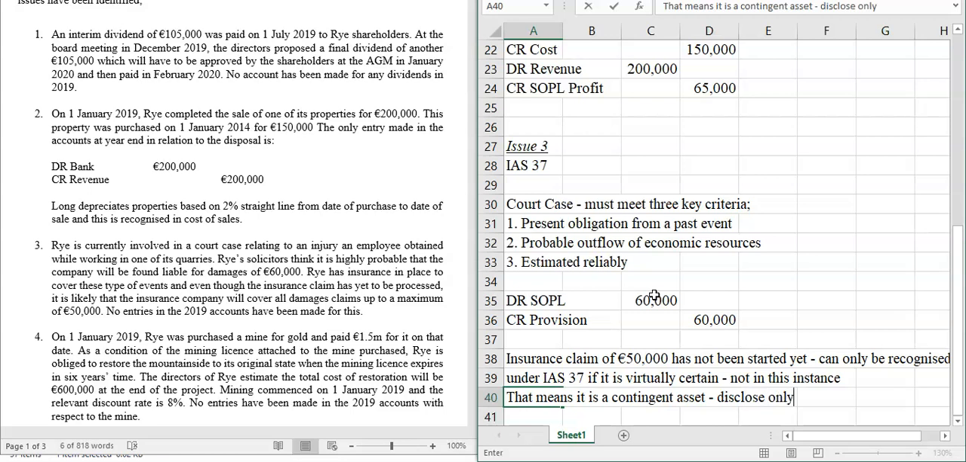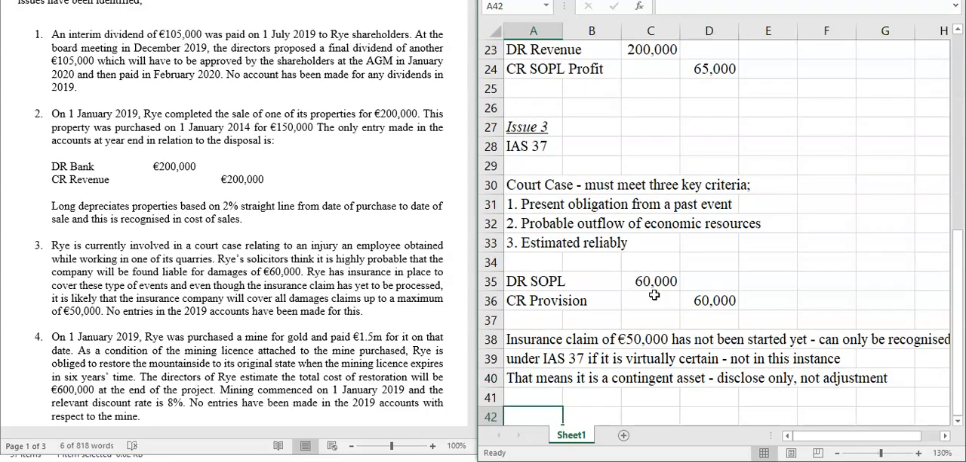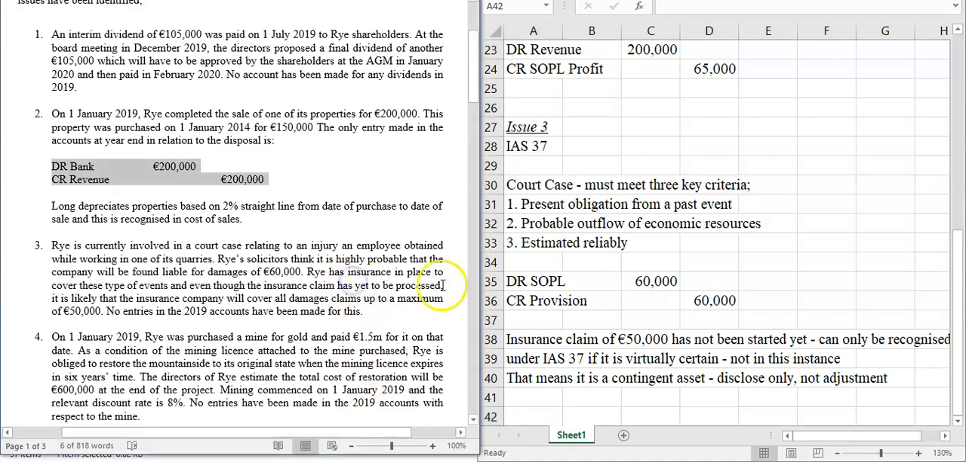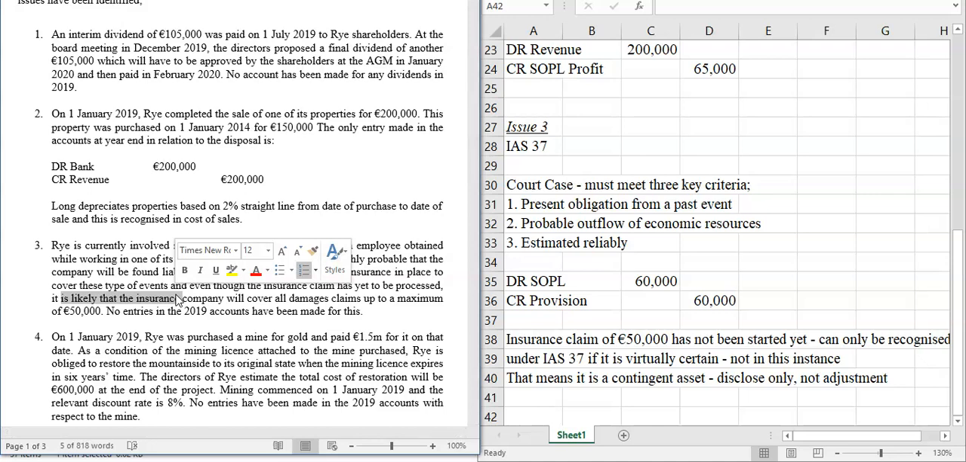Disclose only, no adjustment. Right, so that's a key thing you need to watch for in the questions: if you need to comment on each aspect, it's one thing dealing with the court case, you need to also comment on the insurance claim. That's money possibly coming in. But the fact that it hasn't been processed yet, yes, they say it's likely, but the point is it has to be virtually certain. There's a different threshold for inflows than there is for outflows. And again, that's a key part of IAS 37 as well.